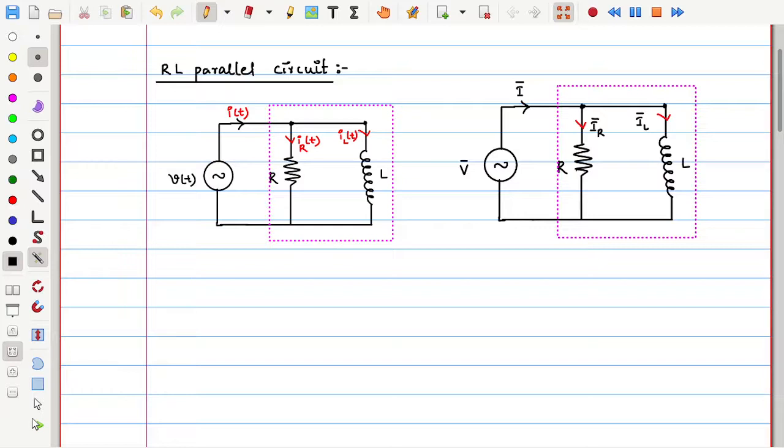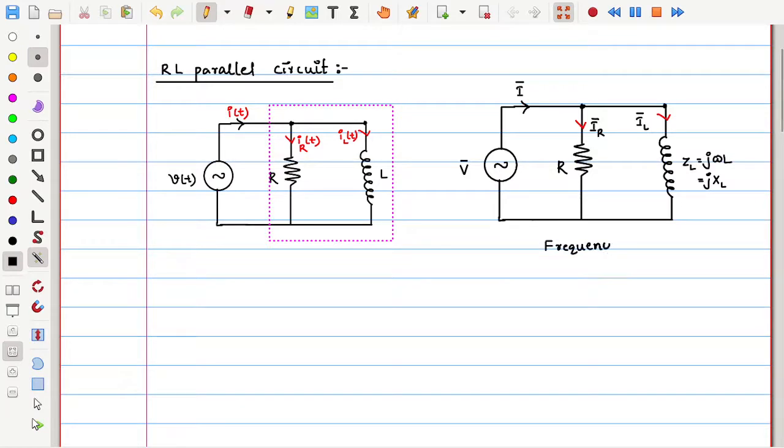In the frequency domain, the resistive impedance is simply R, with no change from the time domain to the frequency domain, whereas the inductor is equivalent to ZL, which is equal to j omega L. There is no change in the impedance of the inductor in comparison with the series circuit. In the series circuit also, the inductive impedance is ZL equal to j omega L, and omega L is called the inductive reactance, XL.